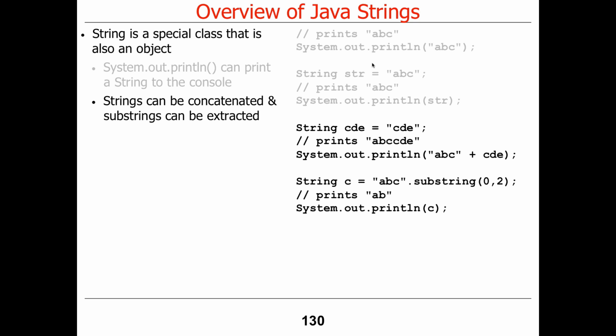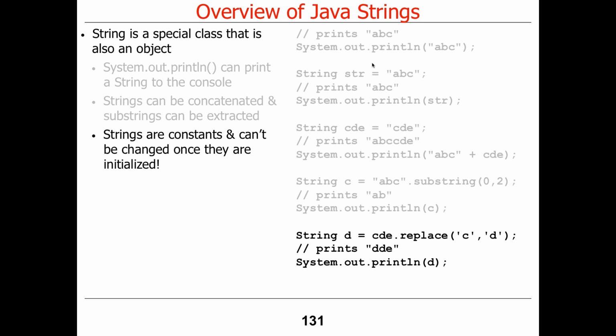Here's a case where we go to the string literal ABC, and we extract a substring starting at the beginning and going up to but not including the second item. And this will not modify this string, because of course it's a string literal. It'll create a new string that has those values. So strings are constants. Once you set them, you can't change them.